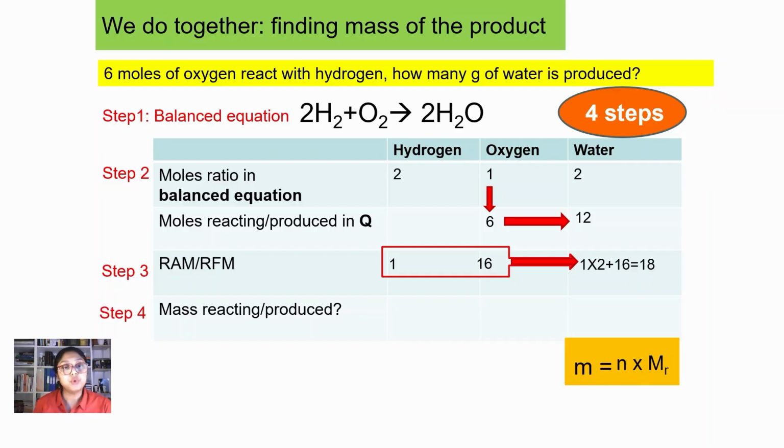Next, in step 4, we are finding out the mass. We have got the moles, we are finding out the mass using the equation M equals n times Mr. So here I've done it for you. 12, the number of moles of water produced in step 2, times 18, that is the RFM of water, equals 216. Have you got the same number? Well done. This is the massive step in moles calculation.